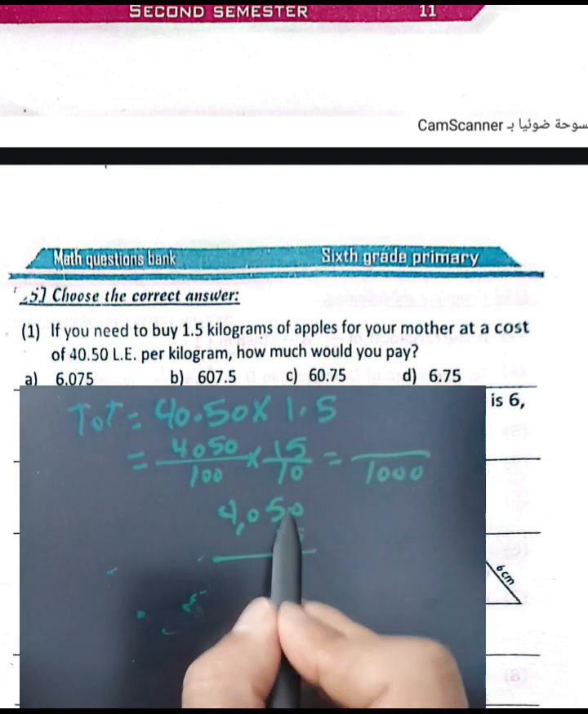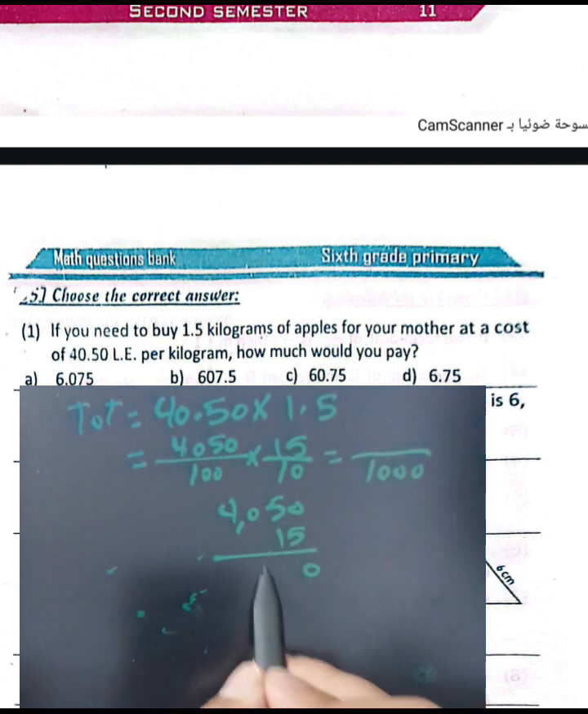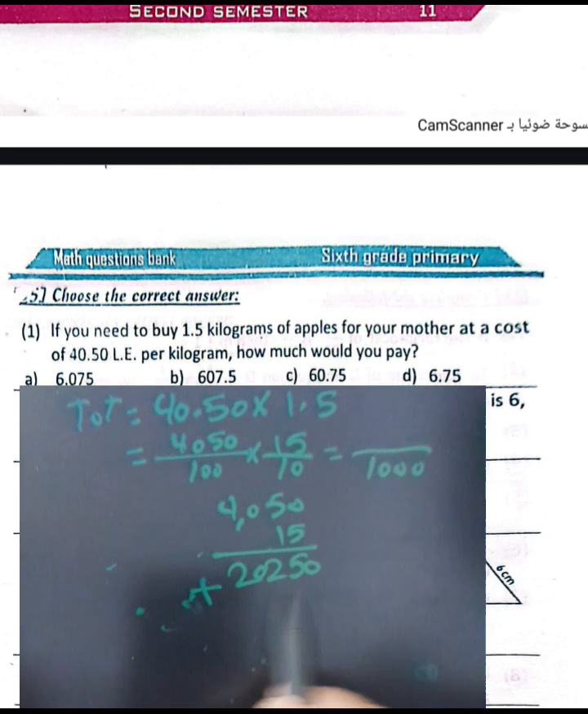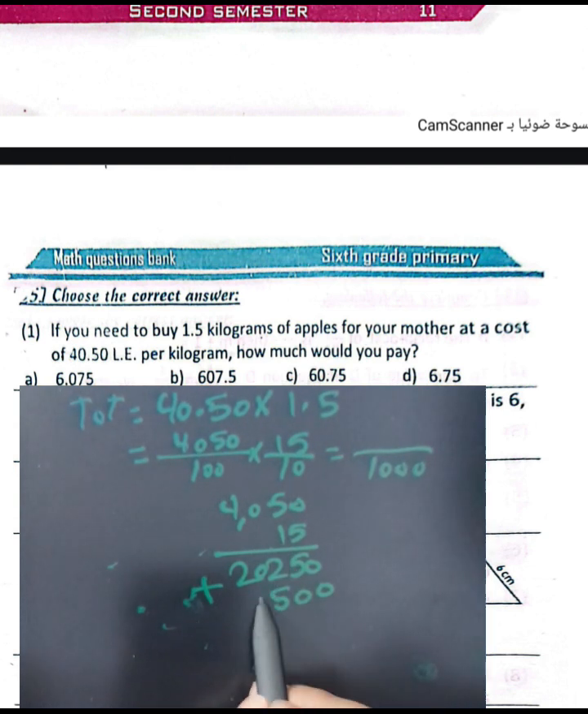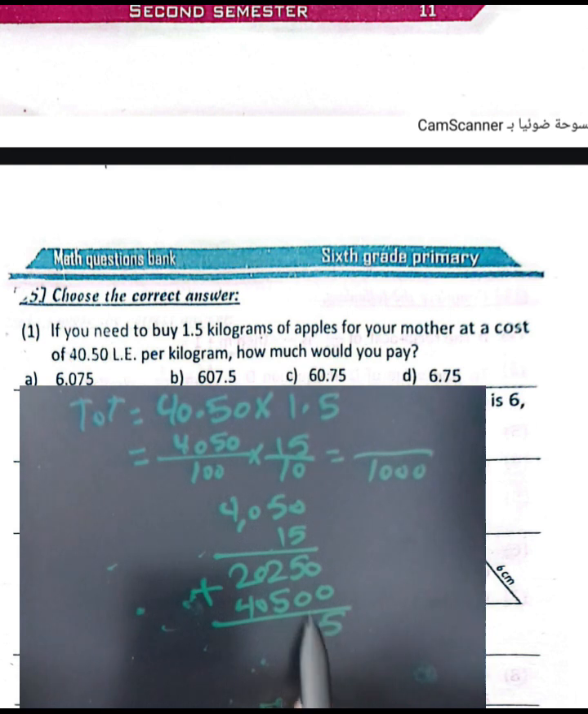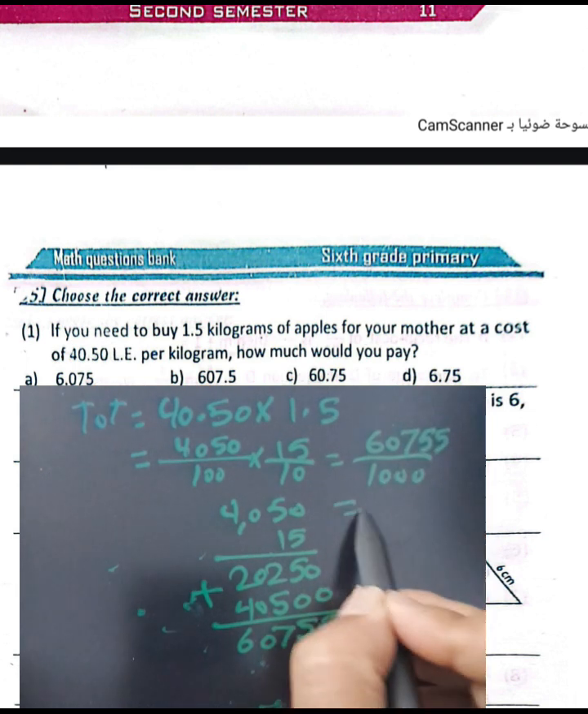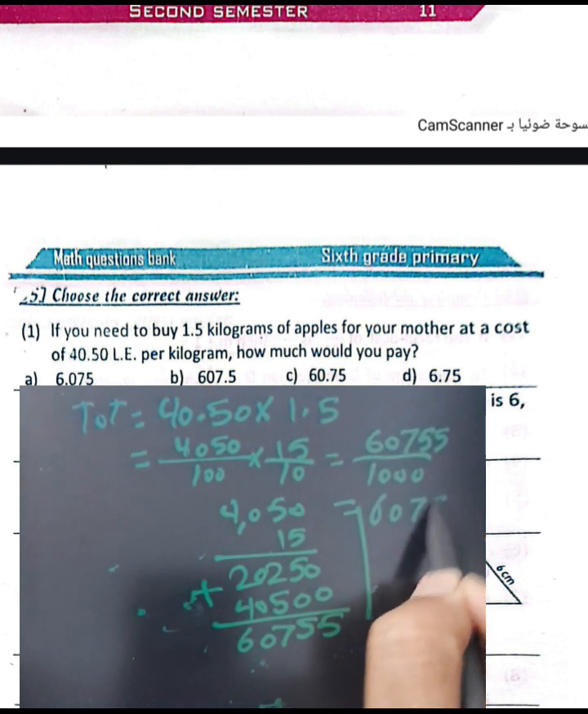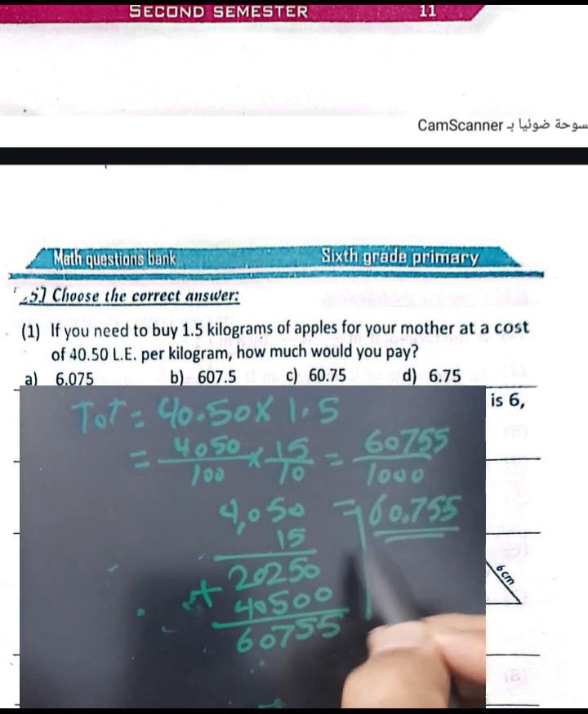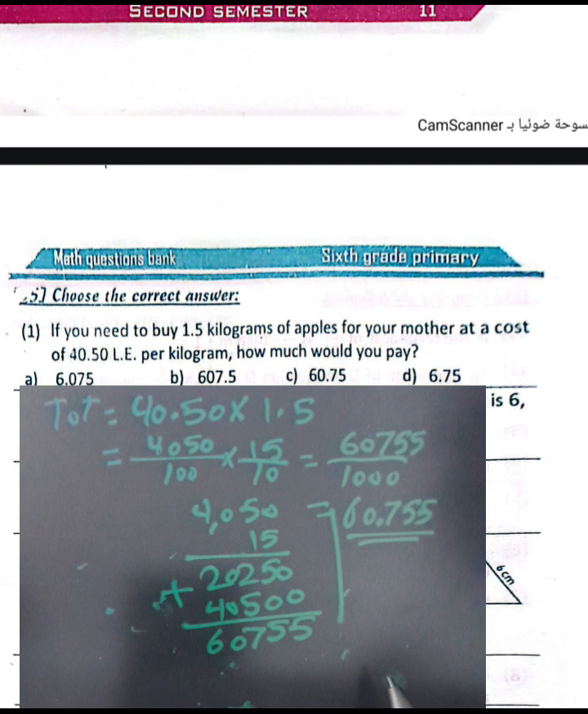0 times 5 equals 0. 5 times 5 is 25. 5 times 4 equals 20 plus 2, write 0. 1 times 0 equals 0, 1 times 5 equals 5, 1 times 0 equals 0, 1 times 4 equals 4. We can write 6, 0, 7, 5, 0. And then the point here will be after 3 places. Then the result will be 60.750. Choose letter C.